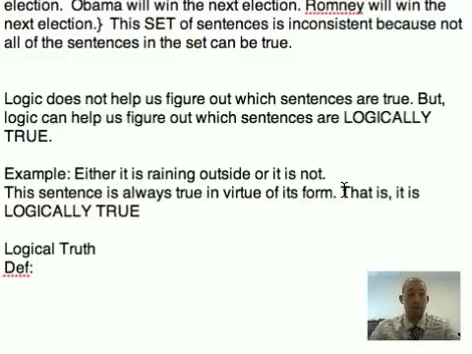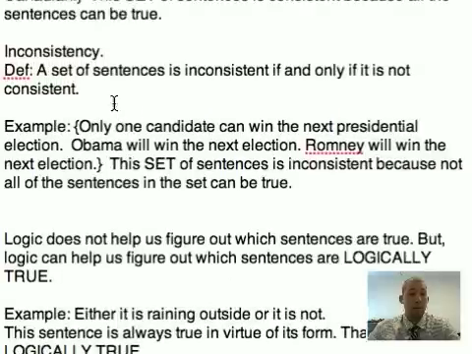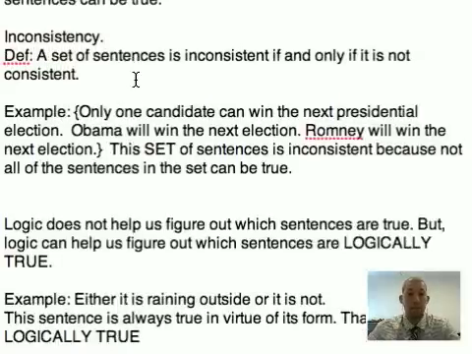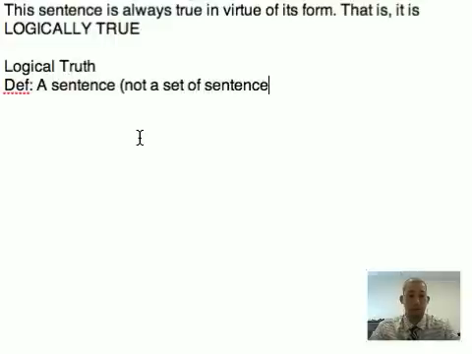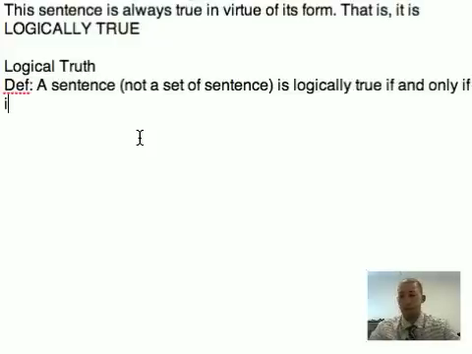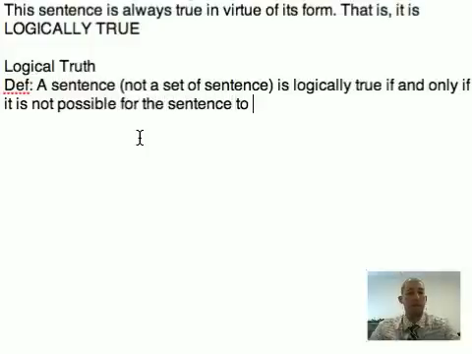So notice the difference here. Before we had consistency, and consistency is a property of sets of sentences. Logical truth is going to be a property of a sentence, not sets of sentences. So logical truth is a property of sentences. So by definition then we say that a sentence, not a set of sentences, but a sentence is logically true if and only if it is not possible for the sentence to be false.